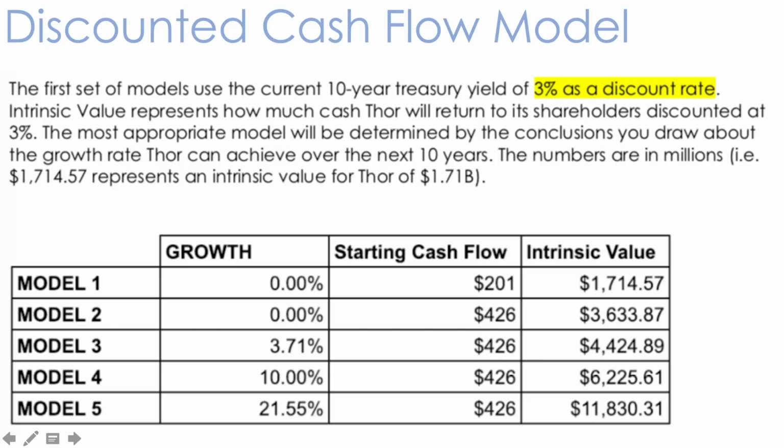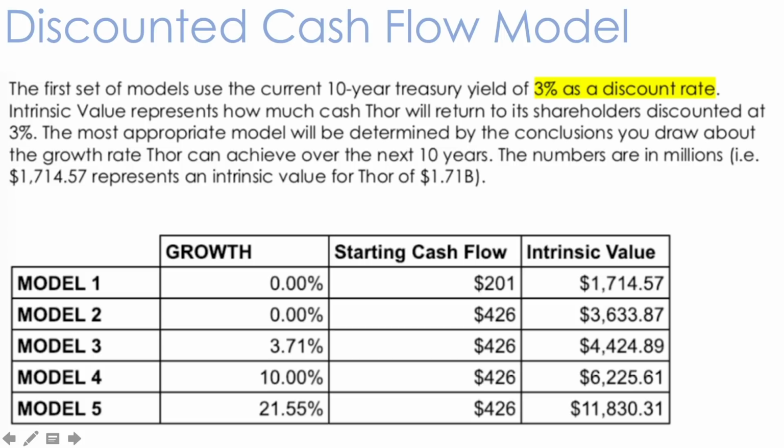Then we get into the growth components, which is we have that 3.71, which was their growth from peak to peak in the last recession. That would give us cash back of 4.4 billion. I've got 10% there, which has been their equity growth rate for the past 13 years. That would give us 6.2 billion.